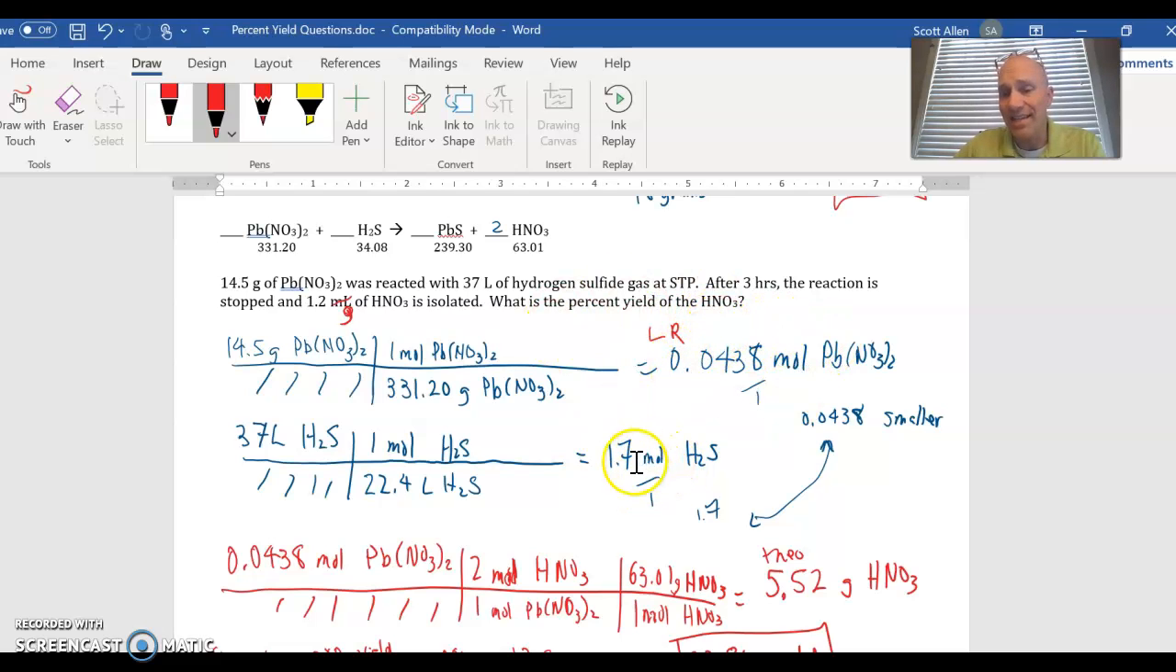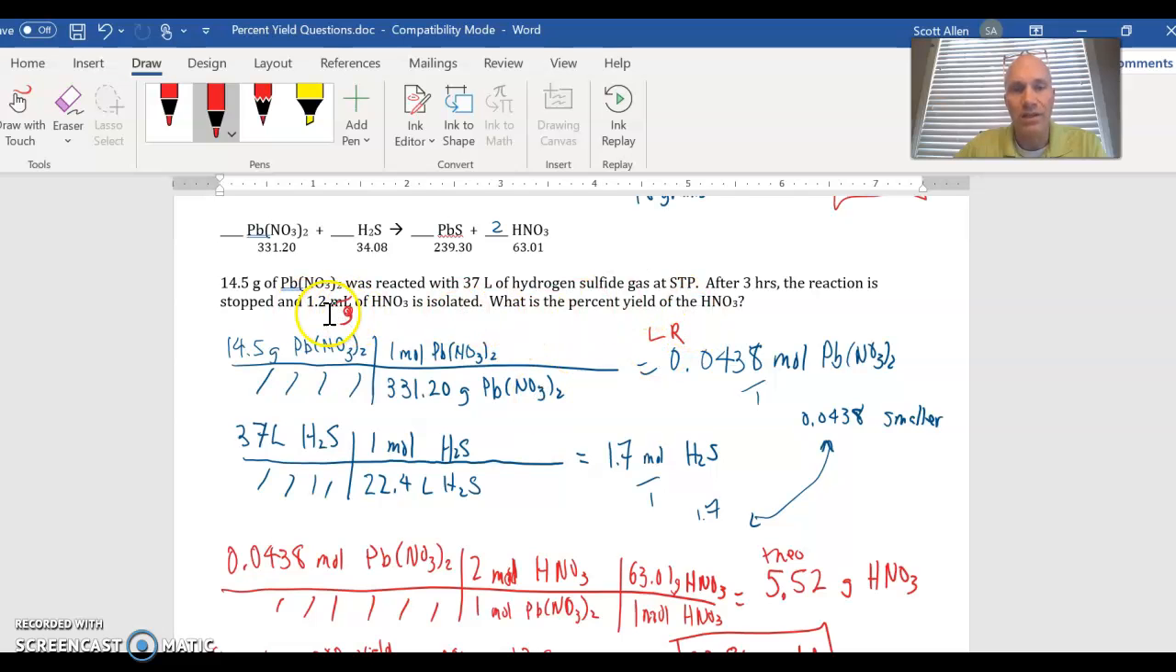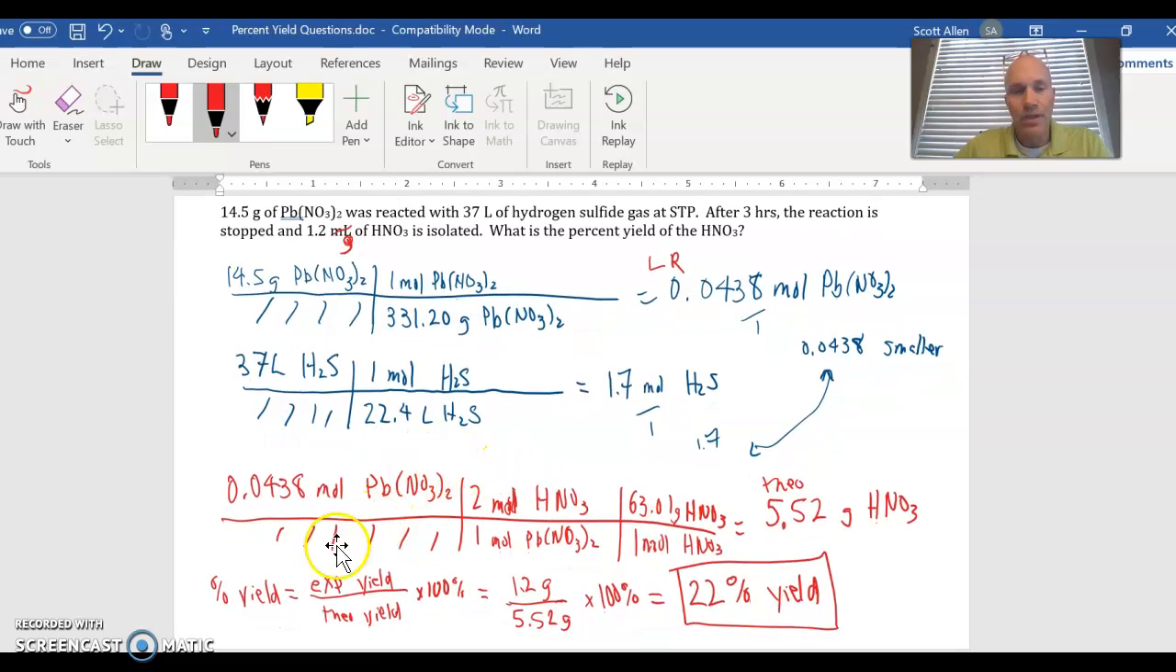So we're actually not going to need this part down here anymore. And we put this into a crossbar, and we calculate the number of theoretical grams of HNO3, because that's what it's asking us to get the percent yield of. We get that, and we plug that into the percent yield problem, and we get a 22% yield.